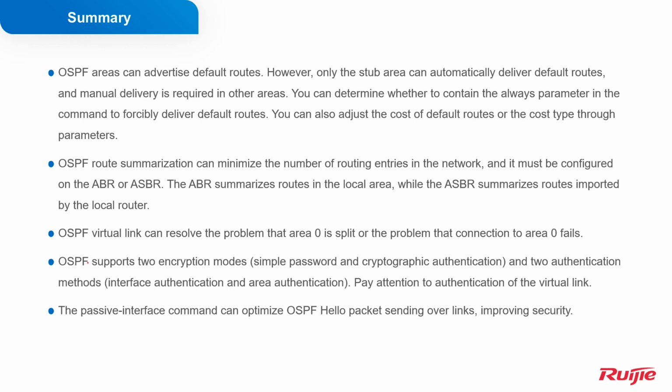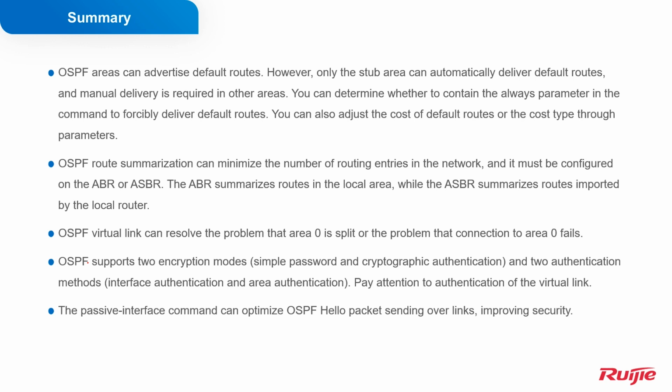For virtual link authentication, we have to pay more attention to the area information, the area ID. If we do the authentication on area 0, then for the area which the virtual link goes through, we also have to configure the authentication.